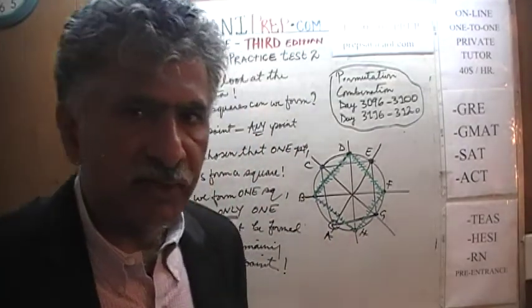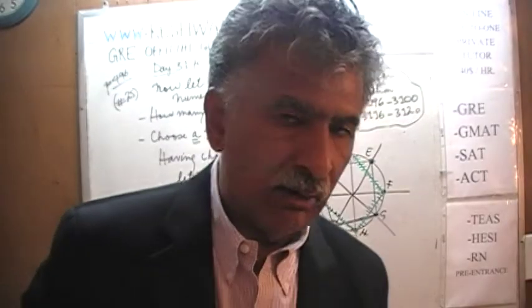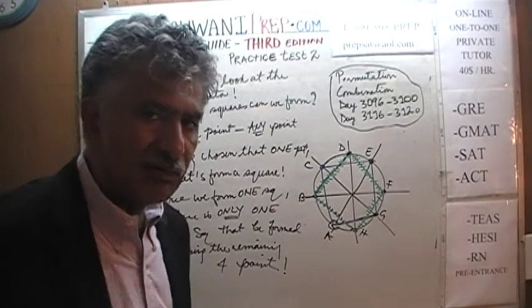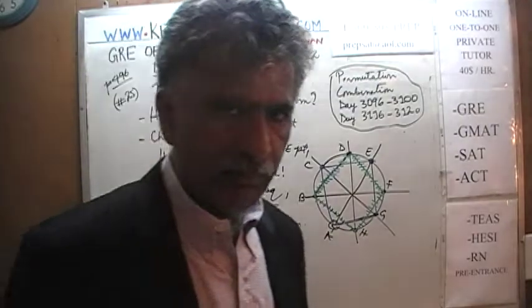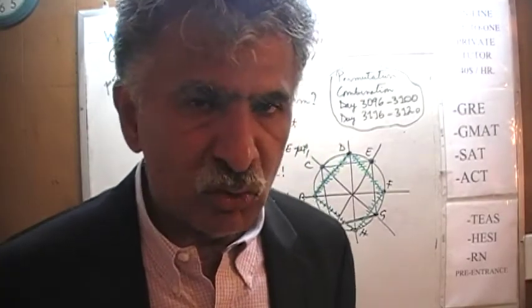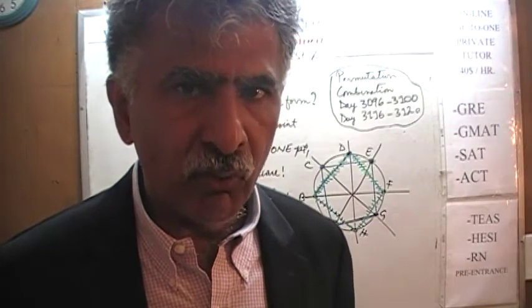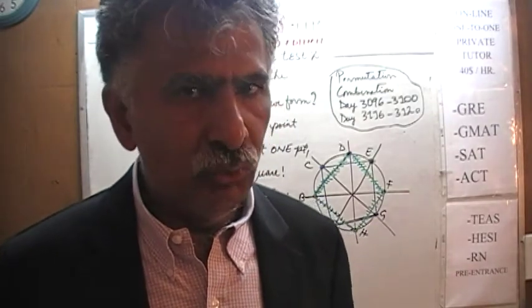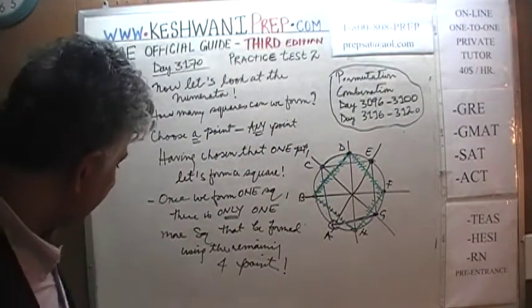It doesn't matter which point you start out with from the beginning. Out of these eight points, A, B, C, D, E, F, G, and H, you can pick any point at all, form a square. Once you have formed a square, you will realize soon that there is only one other square that can be formed. That's it. There are no other possibilities. There are only 2 possible squares to form.